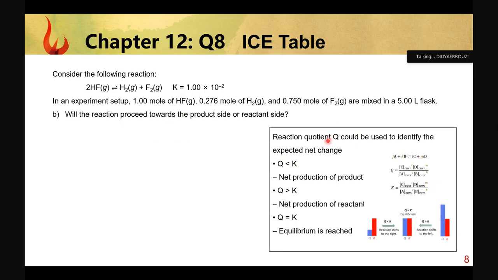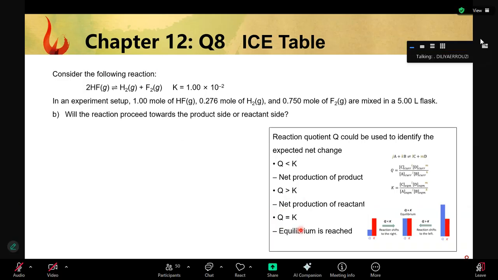If the reaction quotient Q is less than the equilibrium constant K, which is given, the net reaction will go to the product side. If Q is larger than K, the reaction will go to the reactant side. If Q is equal to K, equilibrium is reached.